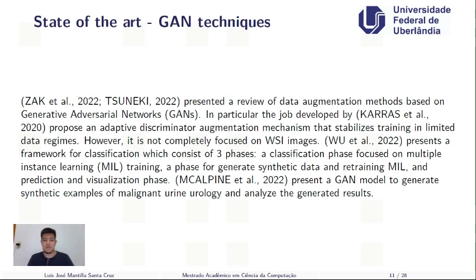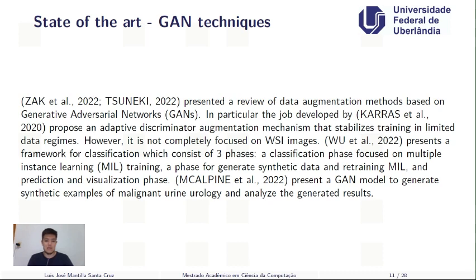Wu presents a framework for classification. The framework consists of three phases. The first one is the classification phase, the second one is the generation of synthetic data, and the third one is retraining the framework, obviously using the generated data. And McAlpin used GAN models to generate synthetic data.